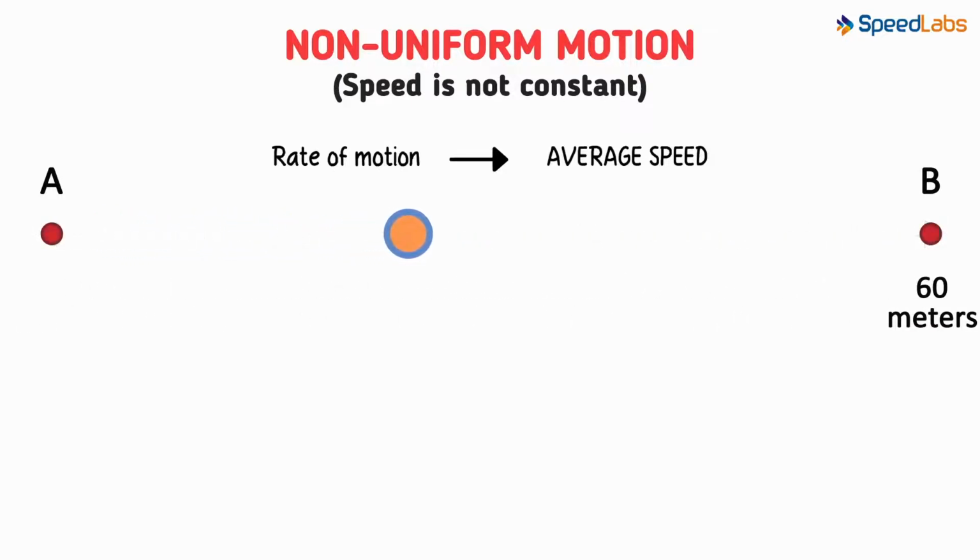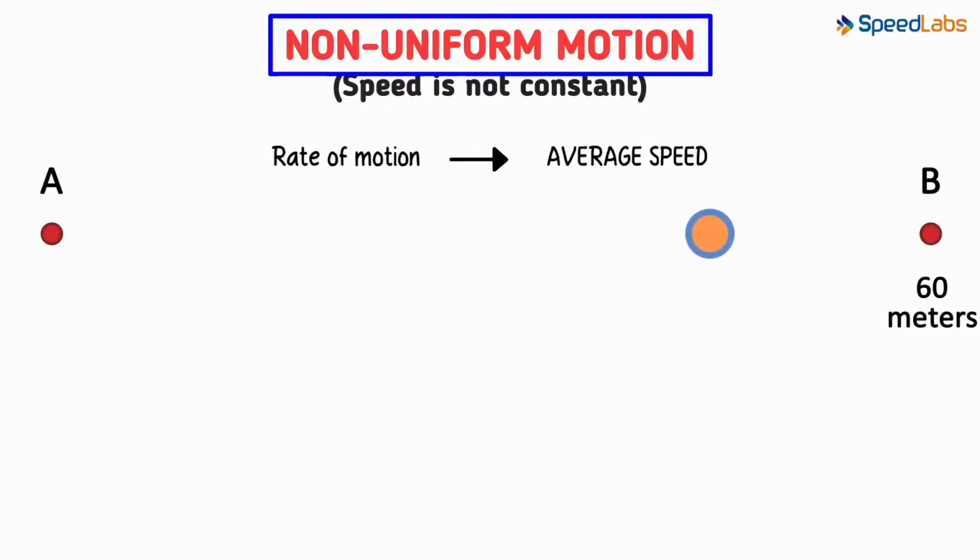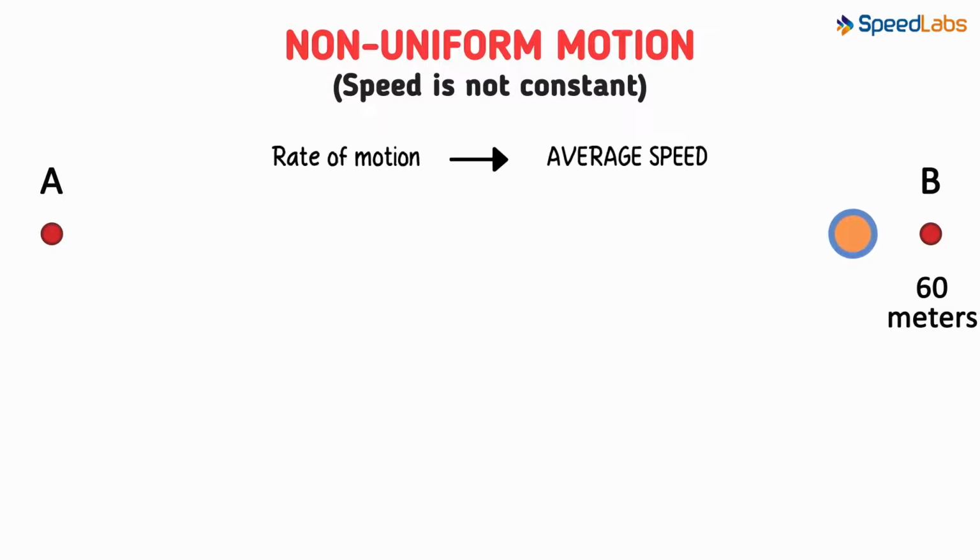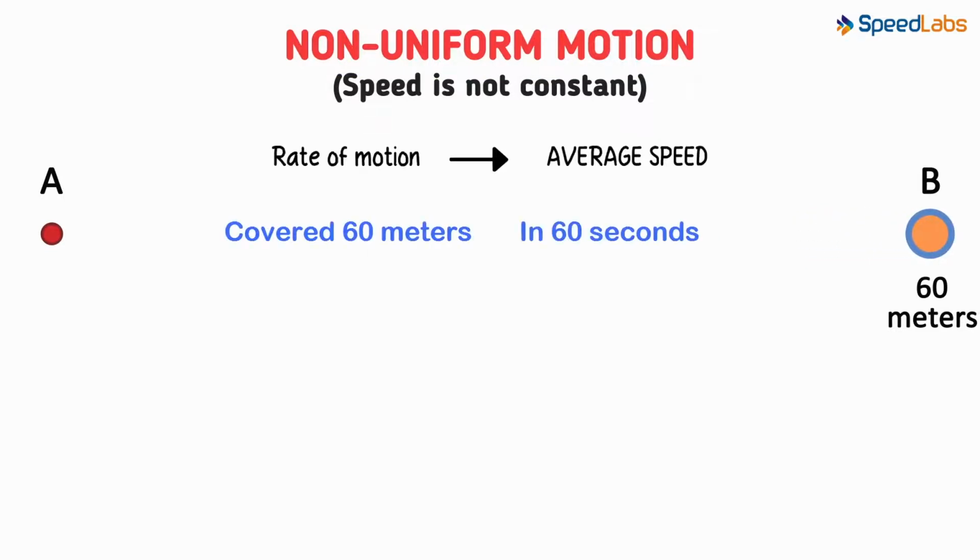And he has been walking at varied rates of motion, basically non-uniform motion. He takes 60 seconds to reach point B. So he has covered 60 meters in 60 seconds. What is his speed? Can you tell?